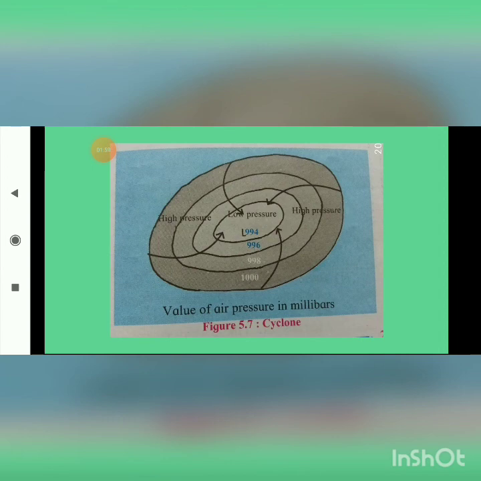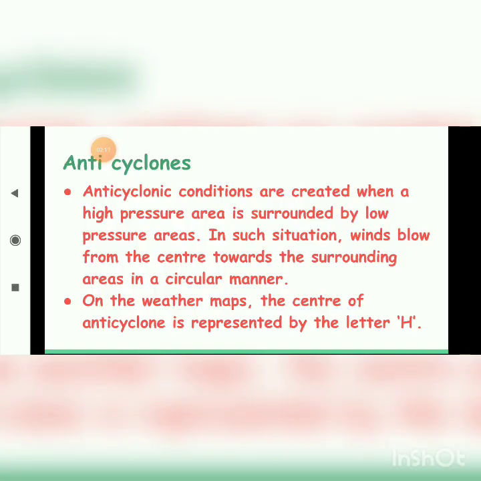Cyclonic conditions are created when a low pressure area is surrounded by high pressure area, and you can see the center of a cyclone is represented by the letter L. Moving to our last one, which is anticyclones. Anticyclonic conditions are created when a high pressure area is surrounded by low pressure area.